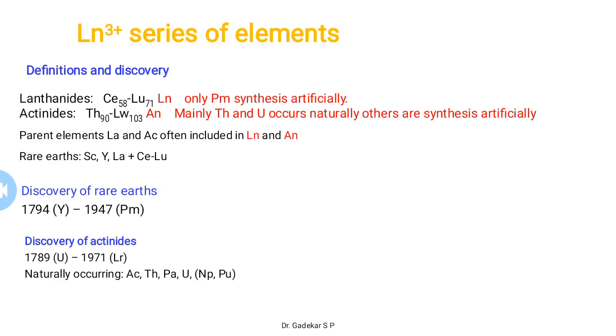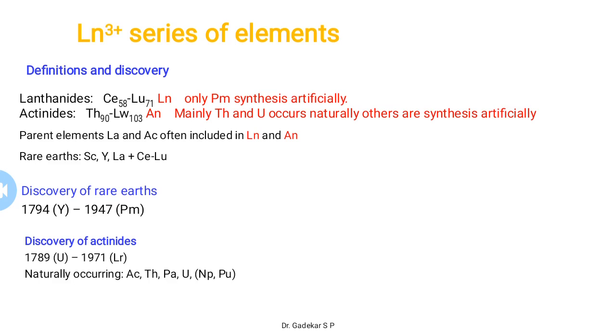Next are scandium, yttrium, lanthanum, and cerium to lutetium. These are the real rare earth metals. Now the discovery of the rare earth metals: in 1794 yttrium was discovered, up to 1947 when promethium was discovered.